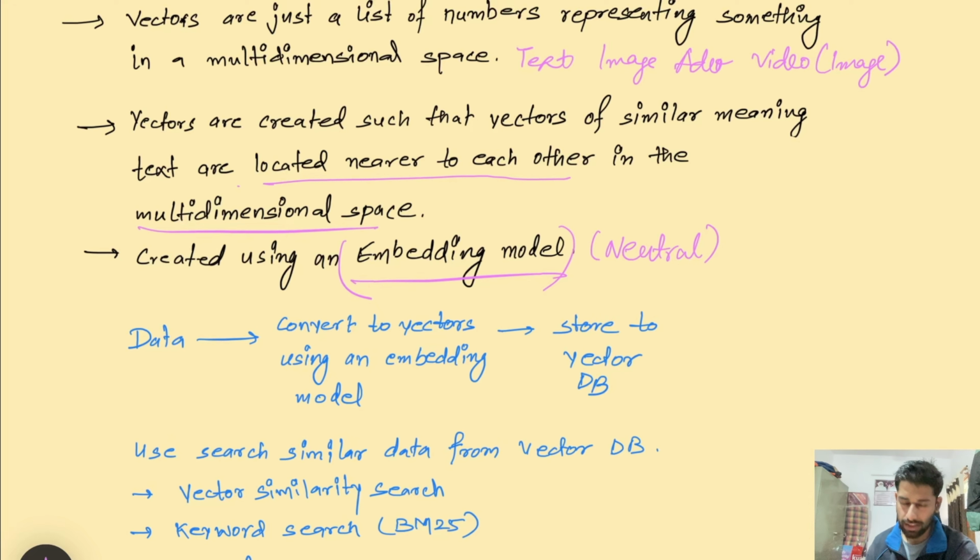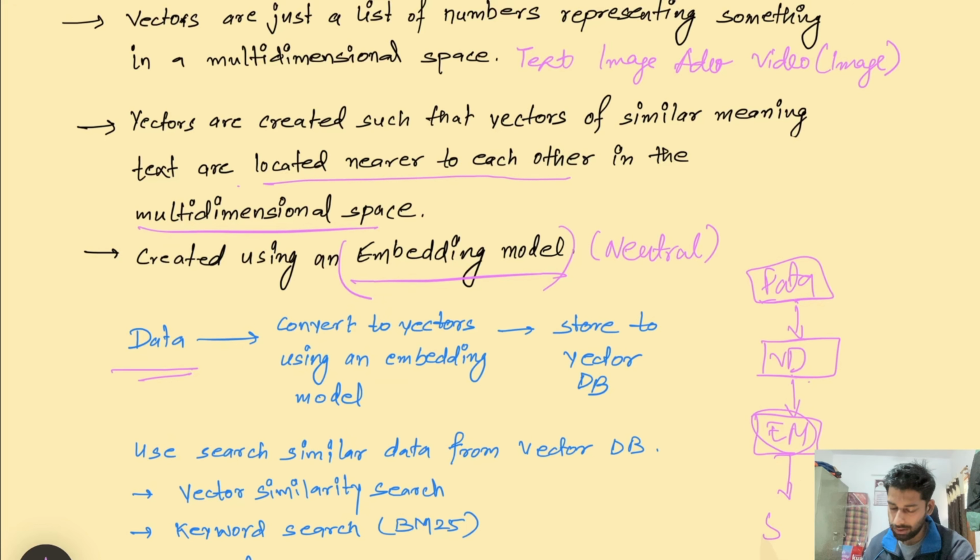Now what happens in the vector database is that if this is my vector database, data is passed into it. The data would be automatically converted using an embedding model that you configure in this vector database. So that data would be converted into vectors using the embedding model that you have passed, and then stored in the database. So this is what happens in a vector database.